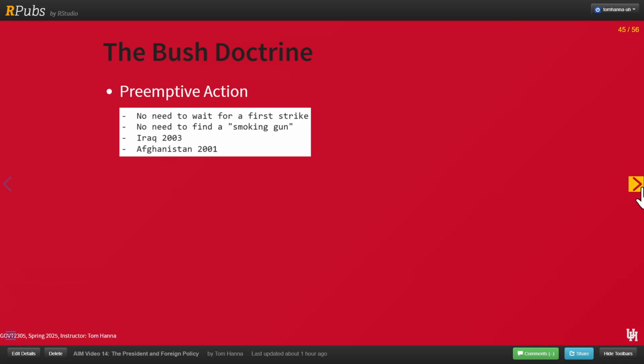So the Bush Doctrine, I told you about. This is a little more about it. The idea is there's no need to wait for a first strike. They specifically said there's no need to find a smoking gun before acting. So that was the actual thing.